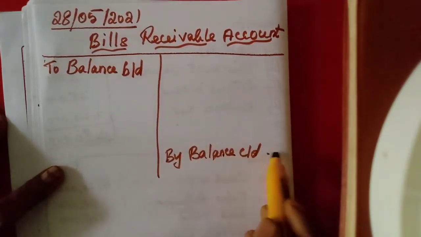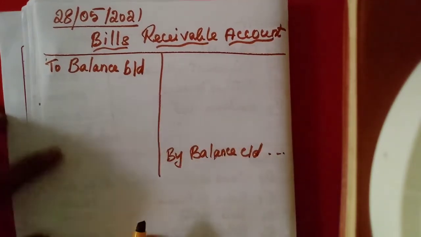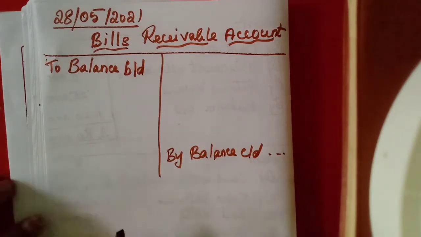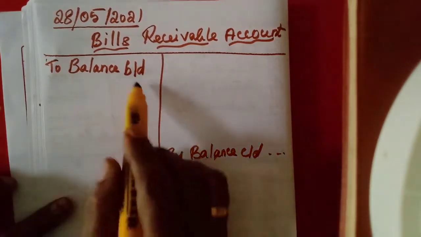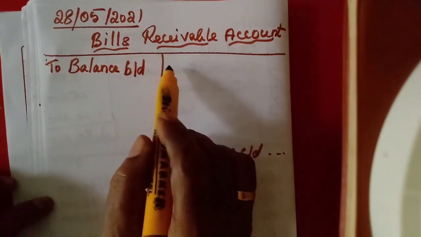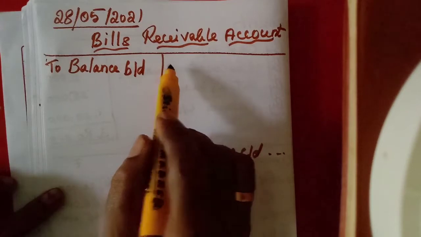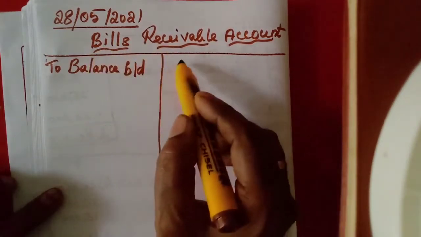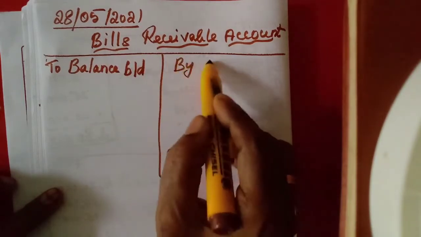Either they will ask this amount or the other amount. Here we will get the bills receivable received. Now if we receive cash for the bills receivable, what will be the entry? Cash account debtor to bills receivable. So in the bills receivable account, by cash we have to write.